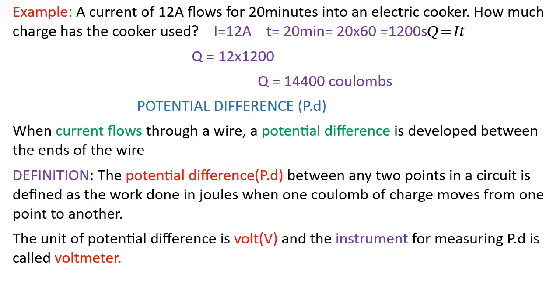The unit of potential difference is the volt, and the instrument for measuring potential difference is called a voltmeter. Potential difference is usually connected in parallel in a circuit.